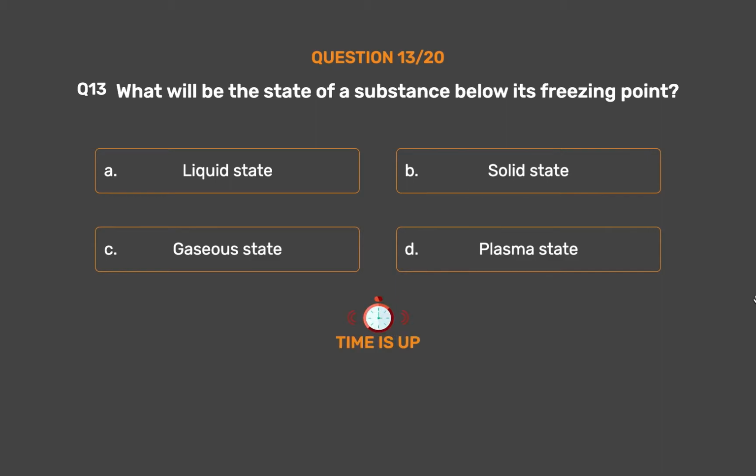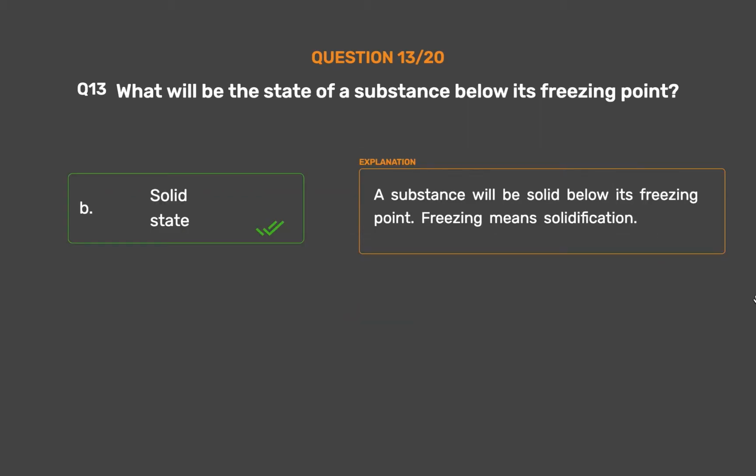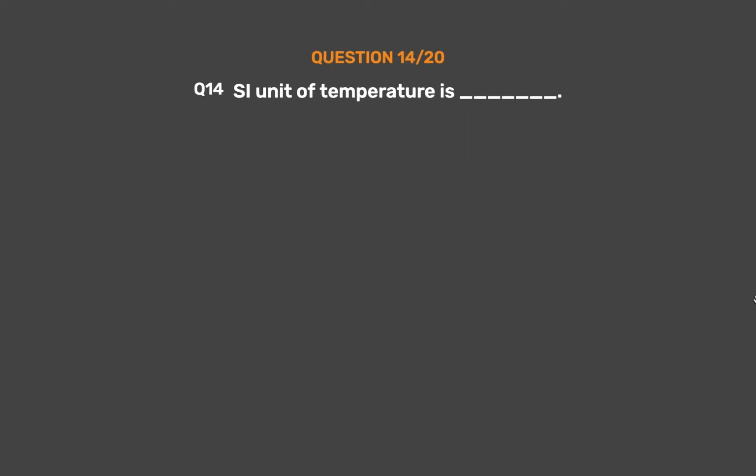The correct answer is option B. Solid state. A substance will be solid below its freezing point. Freezing means solidification. Question number 14. SI unit of temperature is underscore.